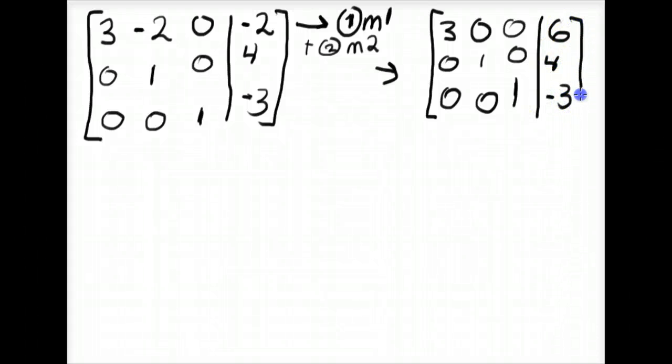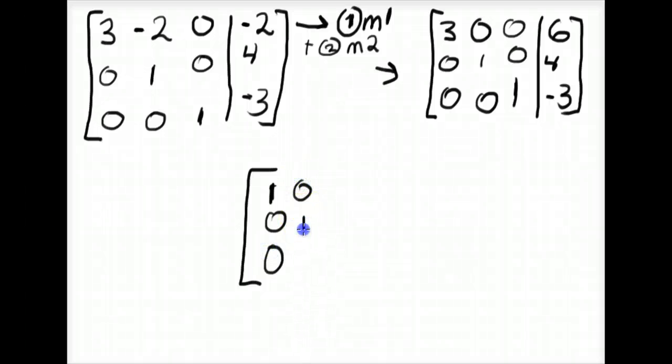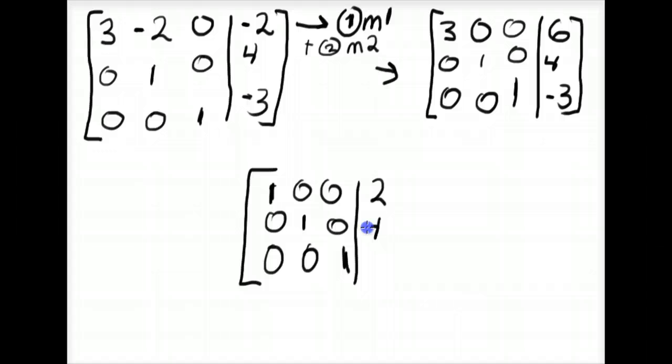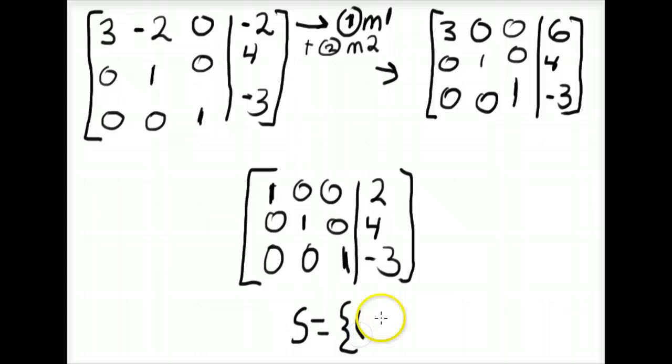So now just on the top row, all we need to do is divide by 3 on both sides, and we'll be solving for x. So that will get us 1, 0, 0, 0, 1, 0, 0, 0, 1, and then 6 divided by 3 would get us 2, and then 4, -3. So now we have successfully diagonalized the matrix, and the solution to this is going to be the following ordered triple. We're going to have x equals 2, y equals 4, and z equals -3.